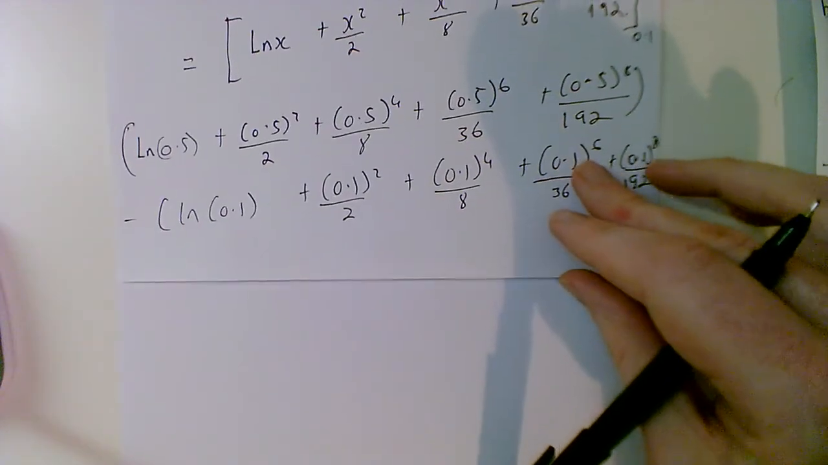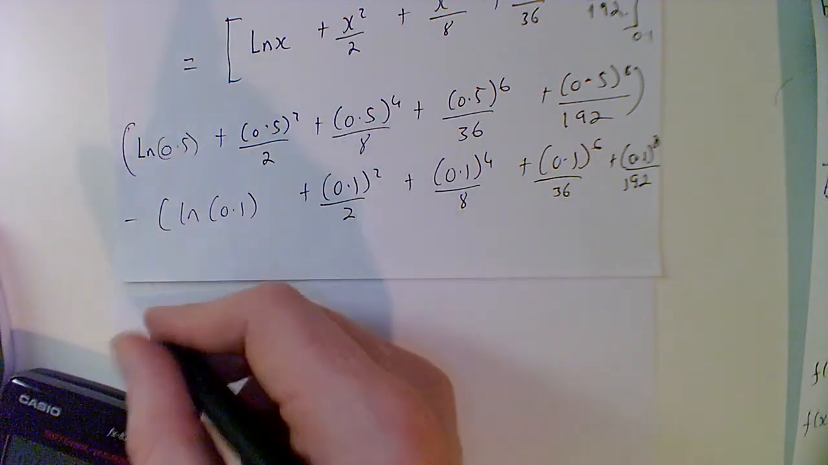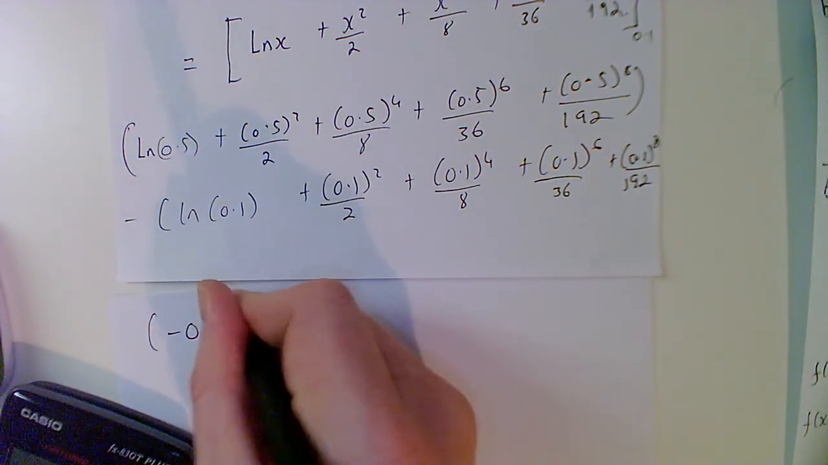Right, so type that into the calculator. So ln 0.5 plus 0.5 squared over 2 plus 0.5 to the power of 4 over 8 plus 0.5 to the power of 6 over 36 plus 0.5 to the power of 8 over 192. That gives me negative 0.56.